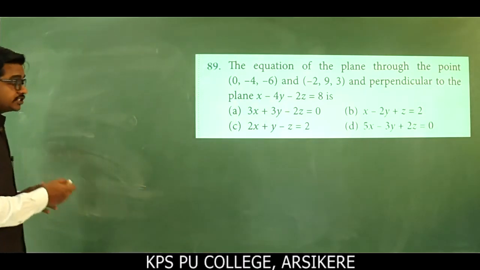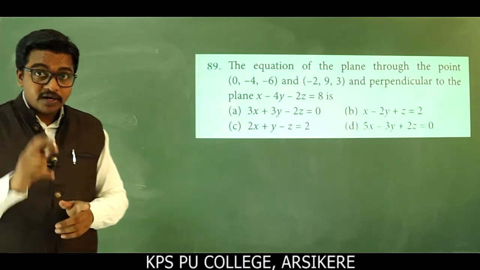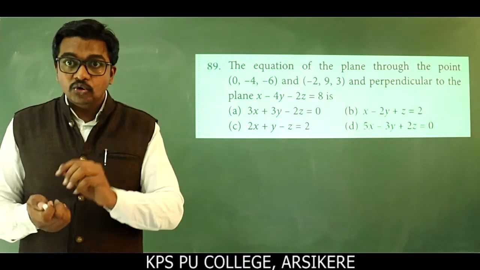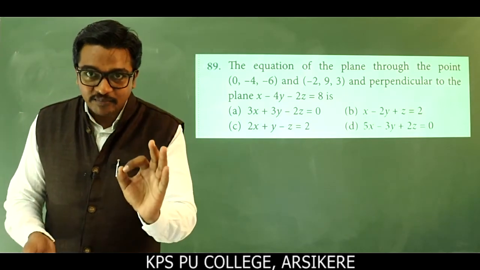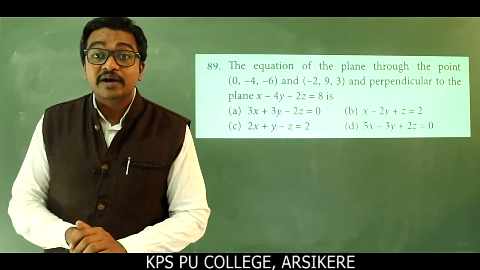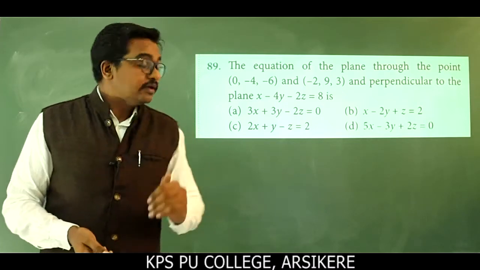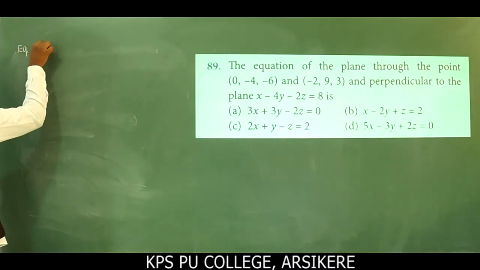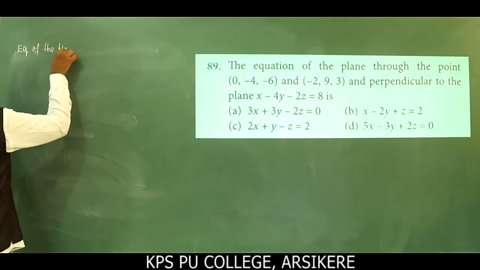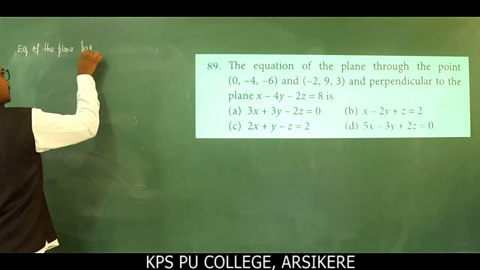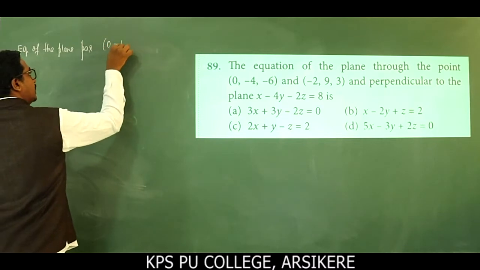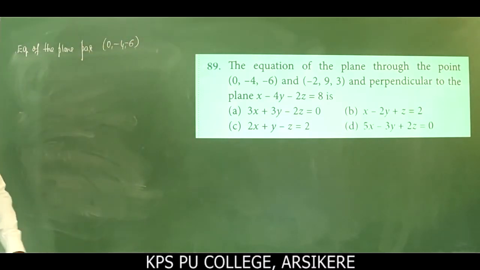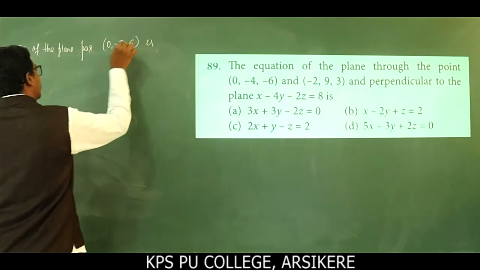First just remember the equation of the plane passing through a point and perpendicular to the given vector: a into (x - x1) plus b into (y - y1) plus c into (z - z1) equals 0. So you consider that one. The equation of the plane passing through the point (0, -4, -6), what is the equation?